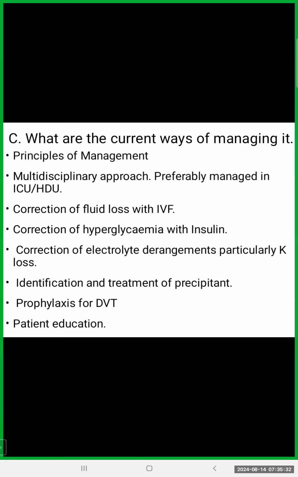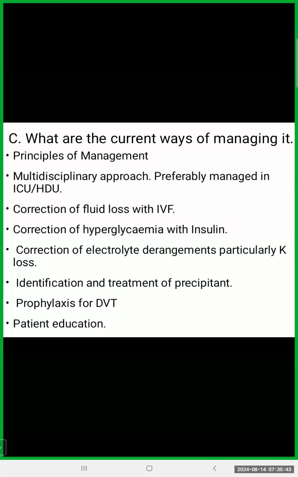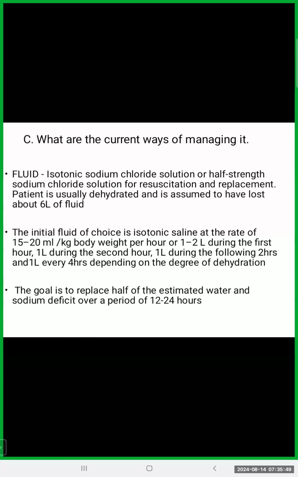We want to manage electrolyte derangement. We want to identify and treat the precipitant, where there may be different precipitants, for example infection. We also want prophylaxis for DVT. Then, very importantly as well, patient education. So for the fluid, to be more specific.